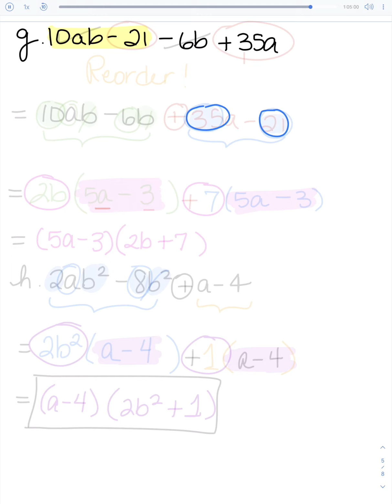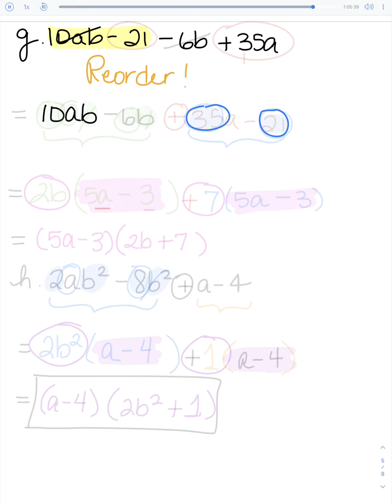That's your hint that we're going to need to do the following. We're going to need to reorder everything because the first two don't have anything in common. I'm still going to start out with the 10ab. It's just what's going to go with the 10ab is going to be a little bit different. So I'm going to check this off, the 10ab as used. Now I need to decide what's going to go with the 10ab. We said the negative 21 won't work because it doesn't have anything in common, which means I'm either going to put the negative 6b or the 35a with it. It actually doesn't matter which one. You'll just get the same answers just in the reverse order.